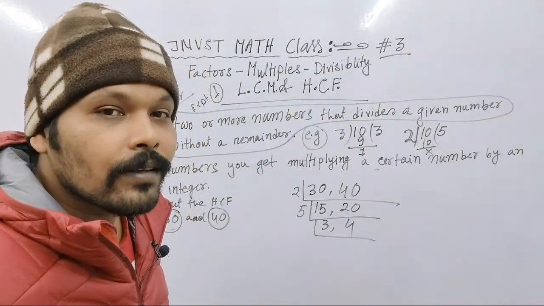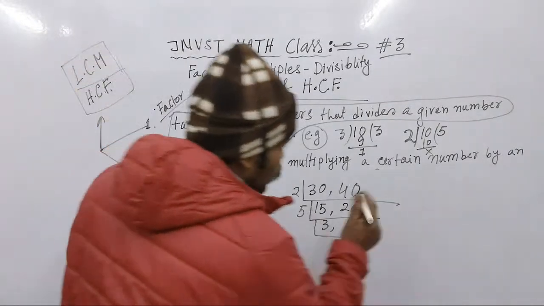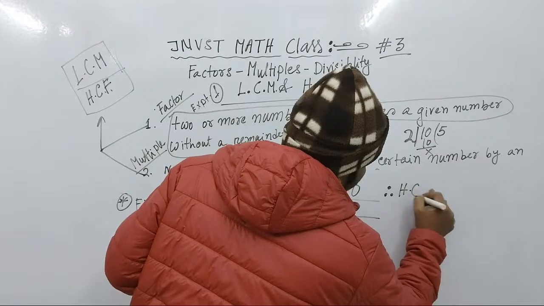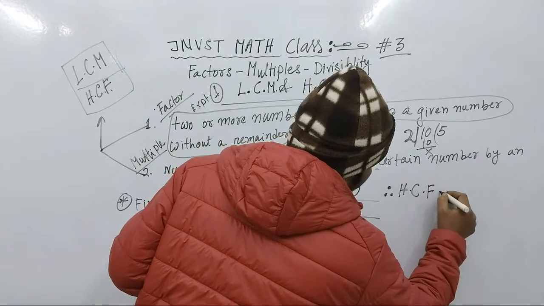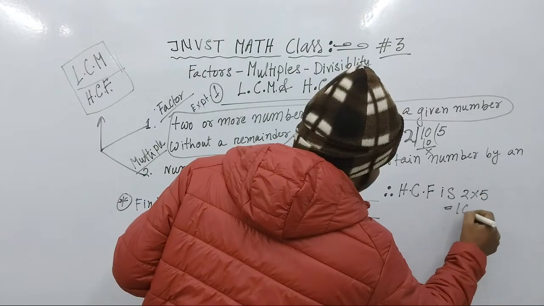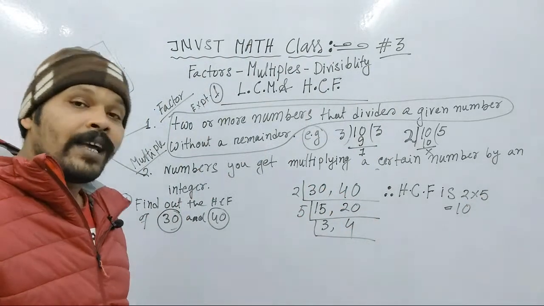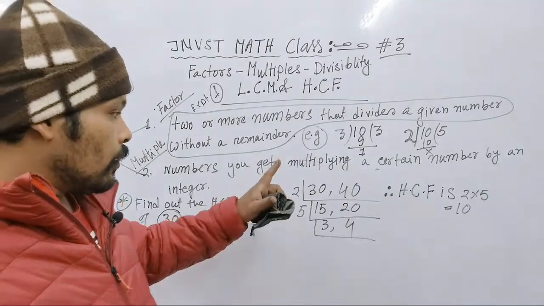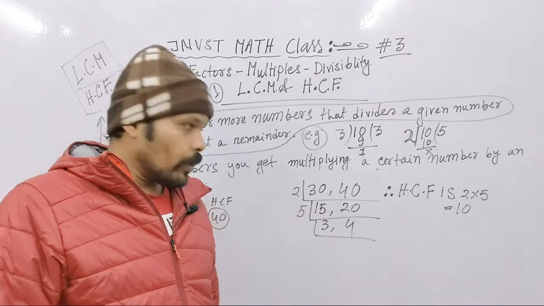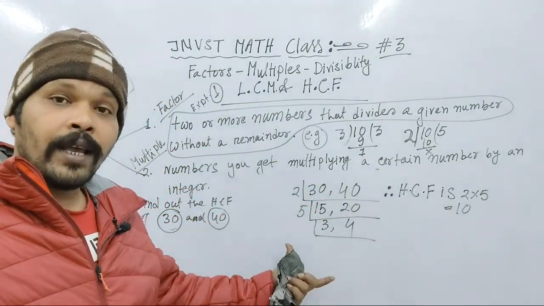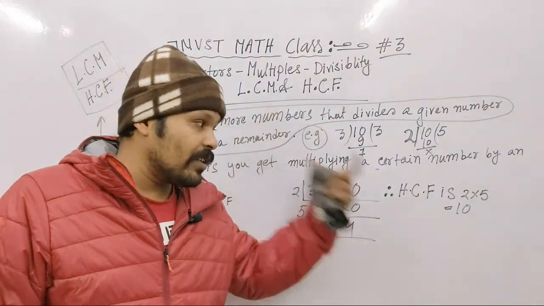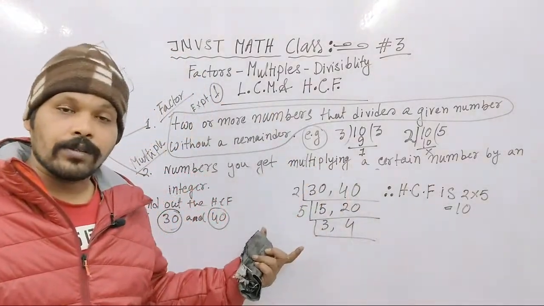Okay. So HCF is 2 into 5 equal to 10. 10 is the highest common factor of 30 and 40. So it is the easiest way. Without wasting your time, you can find out the HCF by this process.